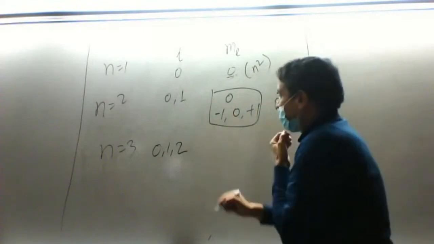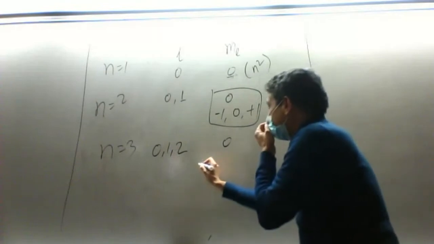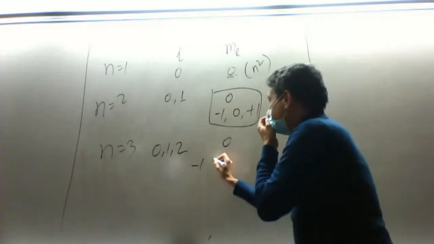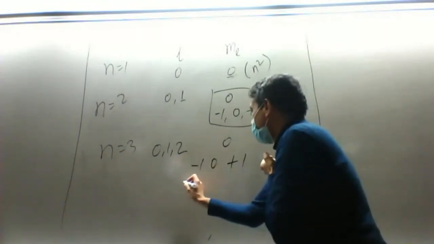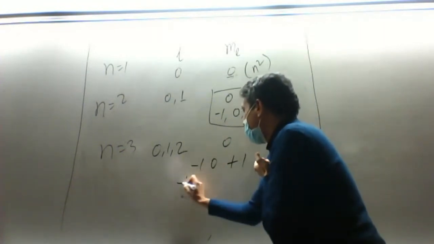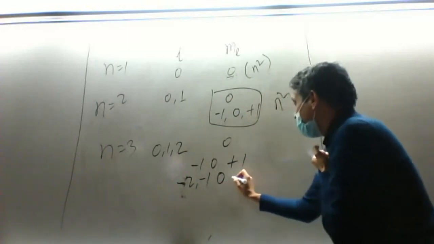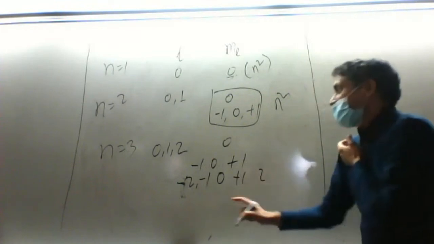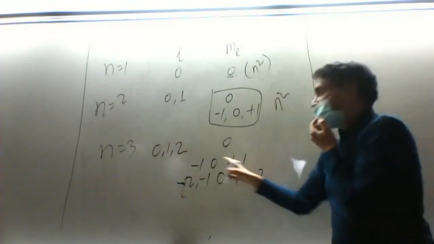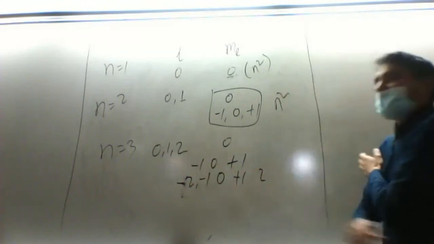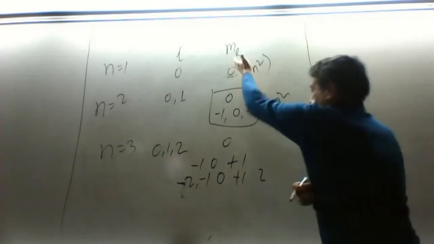Now let's do this. For 0, ML is 0. For 1, you are going to put like this: minus 1, 0 and plus 1. You see that? And for 2, you are going to put like this: minus 2, then minus 1, then 0, then plus 1, then plus 2. You see, for this one, you got 0. For 1, you got minus 1 to plus 1. For 2, you got minus 2 to plus 2. Right? That's how we calculate the magnetic quantum number.